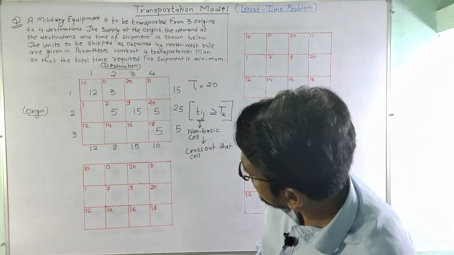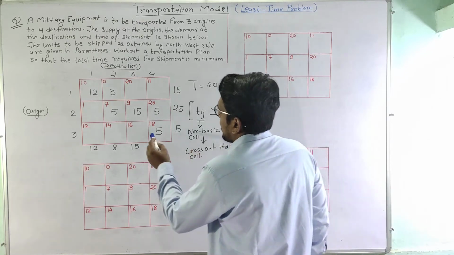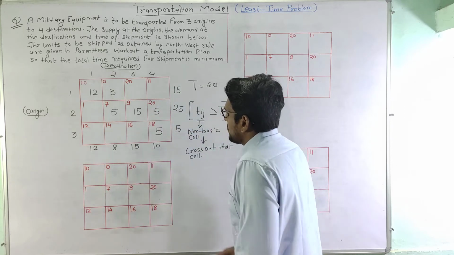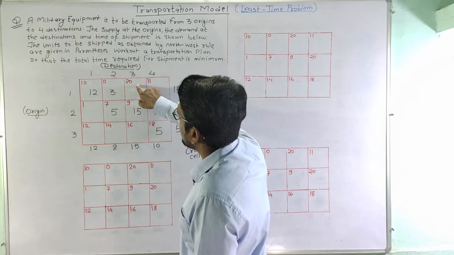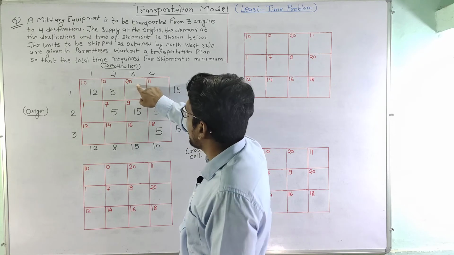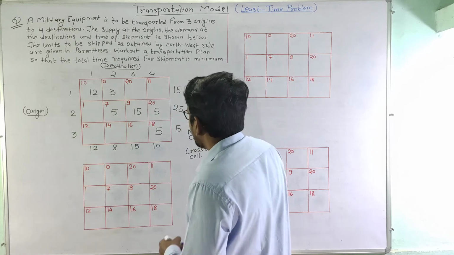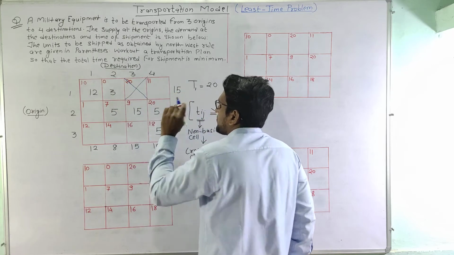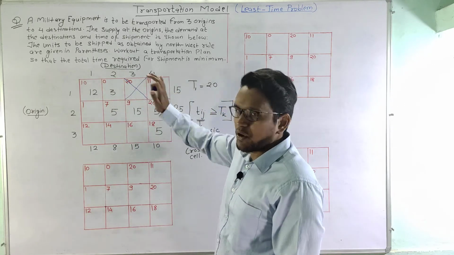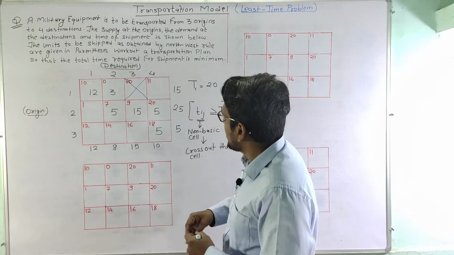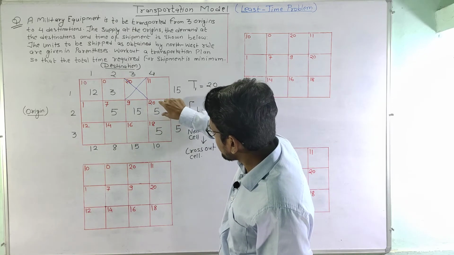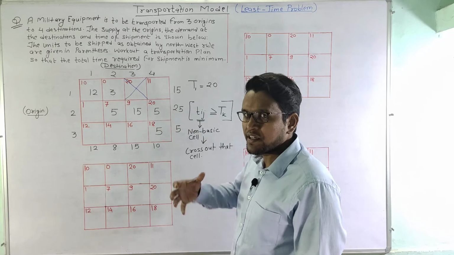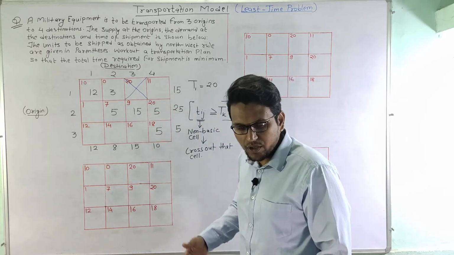So in this particular problem, first we need to see that is there any non-basic cell which is having value equal to 20 or greater than 20. So we can see here that this particular cell is a non-basic cell which is having the value equal to 20. That means what we need to do here is we need to cross out this cell. Okay, so now we have crossed out this cell. Now what we need to do is we need to try to minimize this quantity or quantities in cell, and we will try to make it 0.